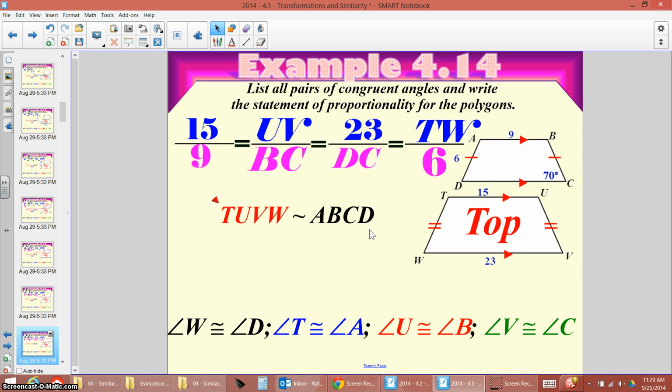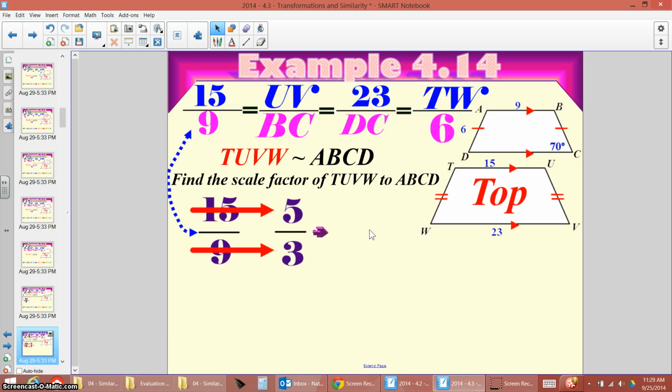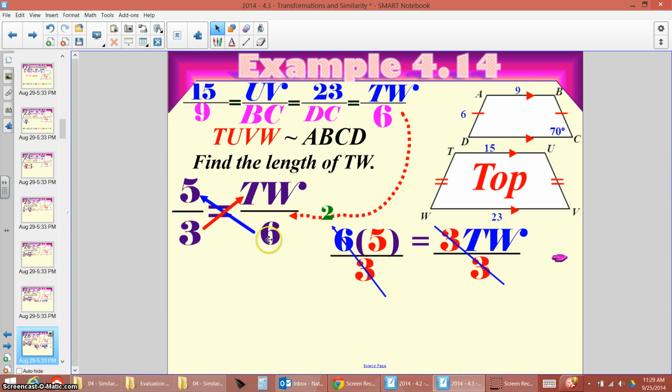So now I've got to look at these and find out the scale factor. Well, 15/9, that helps me. I can find out the scale factor from that. I reduce my fraction to get 5/3. So my scale factor is 5/3. Now when it asks me to find TW, I set up my scale factor and the variable that I'm looking for, TW. I do my cross product, I divide by 3, and I get TW equals 10.